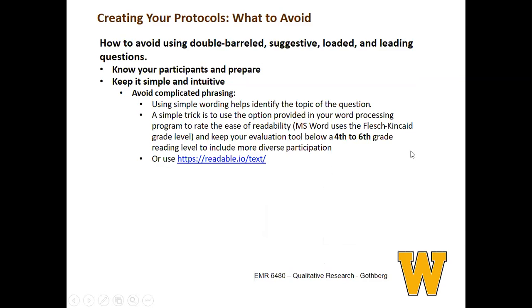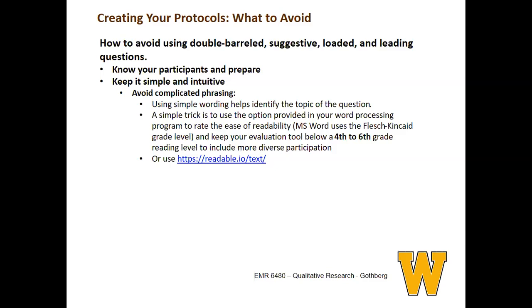Some other ways to avoid using these four types of questions: first, know your participants. Maybe you won't know them personally, but you'll know about them, you'll know their context, you'll know what your inclusion criteria are. Prepare for those participants. Second, keep it simple and intuitive. Avoid complicated phrasing. Using simple words helps identify the topic of the question.